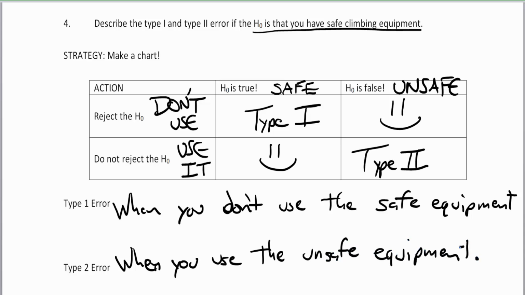Now, both of these are mistakes, but one of them is definitely worse than the other. Not using the safe equipment, and probably in turn using other safe equipment, will probably be better than using the unsafe equipment.